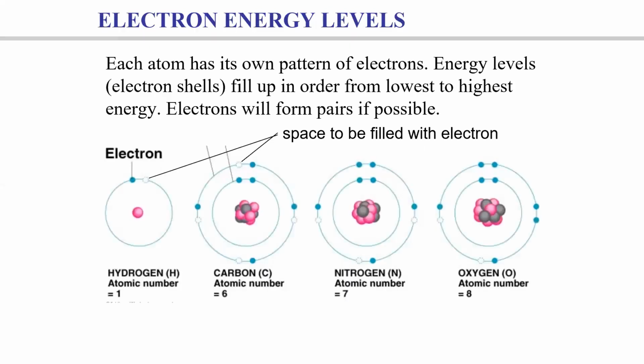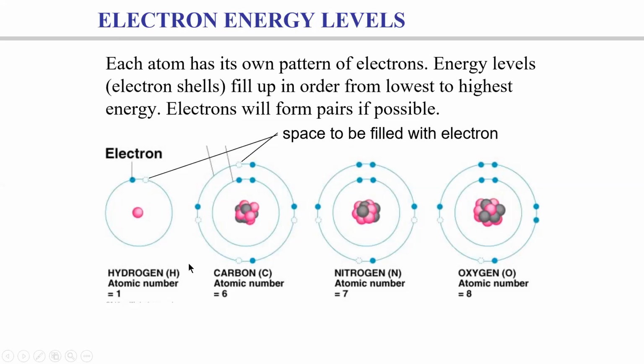So let's look at some examples so you understand how this works. Each atom is going to have its own pattern of electrons, and we're going to assume for now that the number of electrons in an atom is equal to the number of protons. The electrons are going to fill up the energy levels from the lowest out. So let's fill up the energy levels of a hydrogen atom. A hydrogen atom has 1 proton, so we're going to add 1 electron, and we're going to put that 1 electron in the first energy level. Remember, the first energy level can have up to 2 electrons, so that means the first energy level has 1 empty space waiting to be filled with an electron.